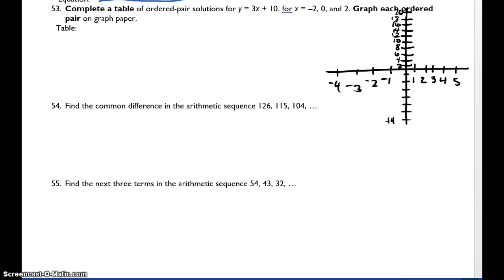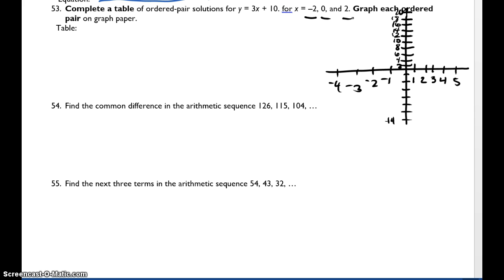Number 53 asks us to complete a table for ordered pair solutions for the equation y equals 3x plus 10 for the different x values of -2, 0, and 2. So it already gives us what x values we should plug in to figure out what y values would create ordered pair solutions for this equation.